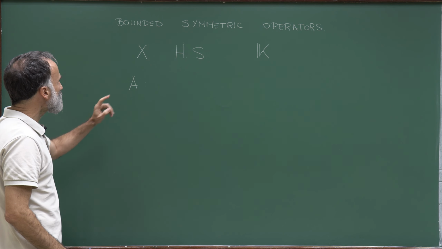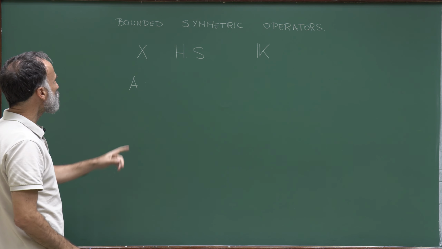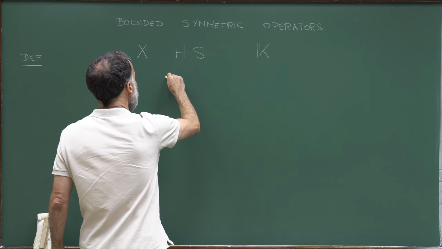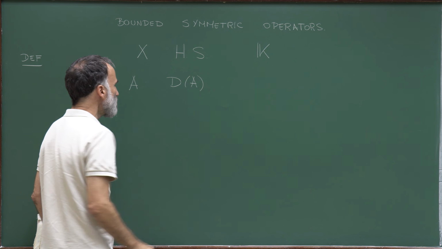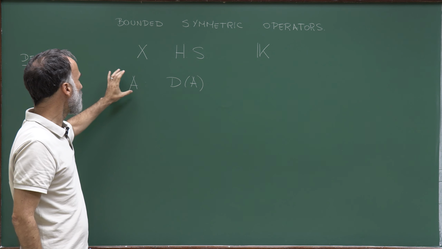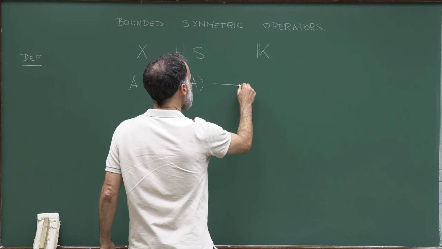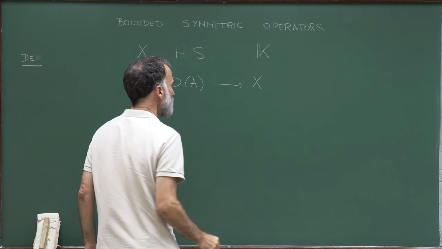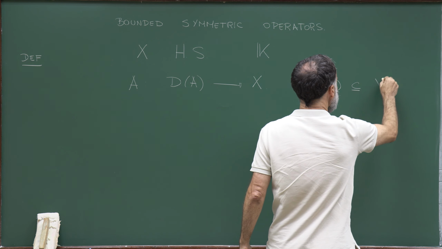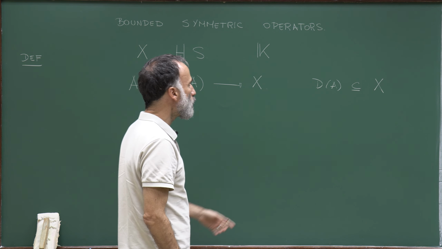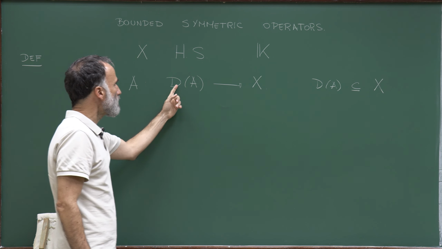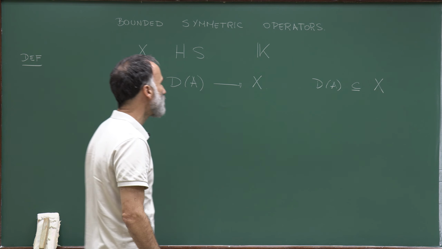But let me start with an operator which is not bounded. So this operator might be defined only on a subspace of X. And I will represent by dA the domain where the operator A is defined. So A will be a linear operator from dA to X. And here dA, it's a subspace of X, so a linear subspace of X, which might be different from X. And dA will be called the domain of this operator.